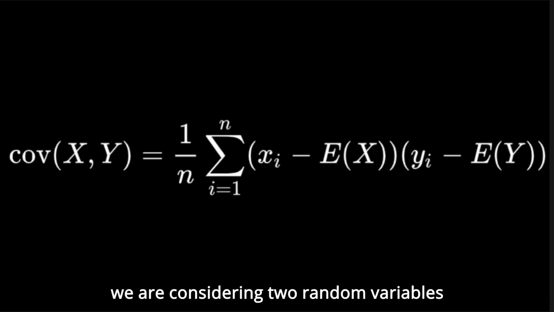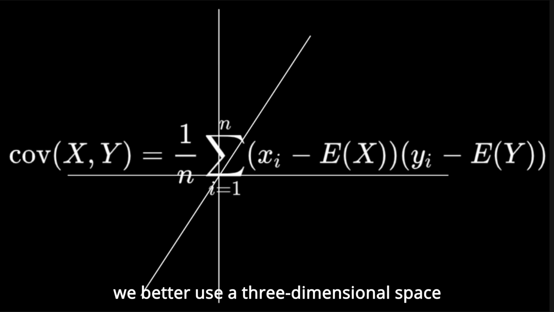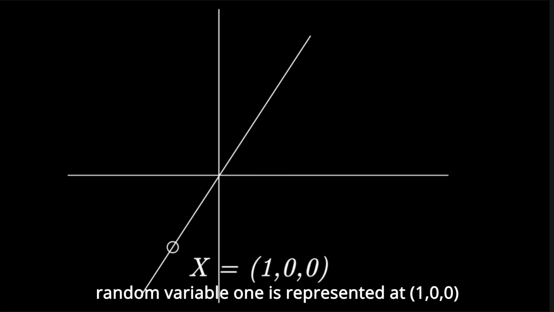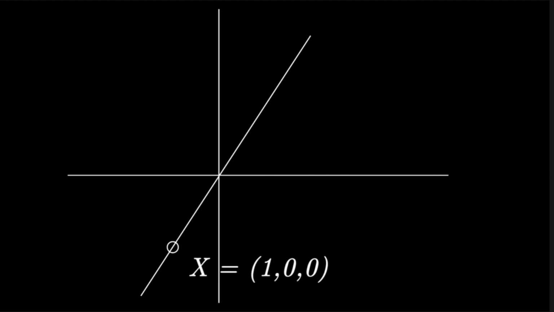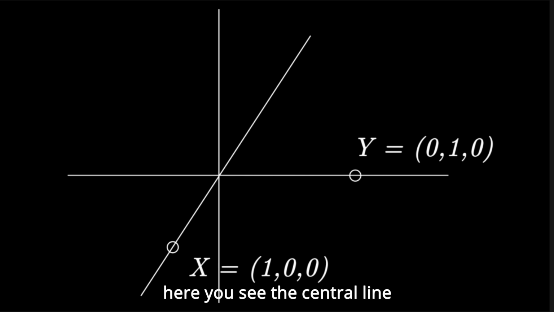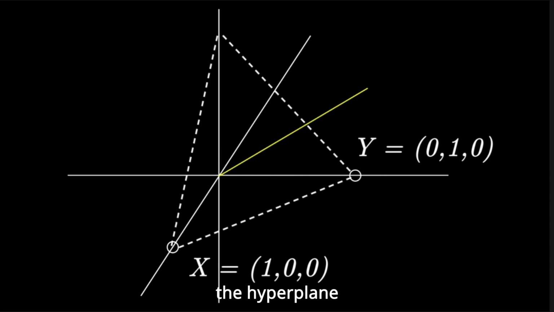Now let's talk about covariance. We are considering two random variables. We better use a three-dimensional space, if not higher. In our simple case, random variable 1 is represented at (1, 0, 0), and random variable 2 is at (0, 1, 0). Here you see the central line, the hyperplane, and the mean point.